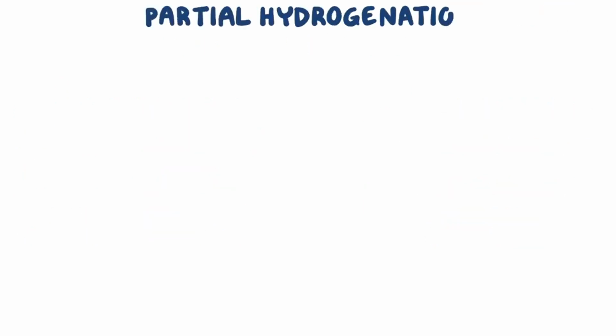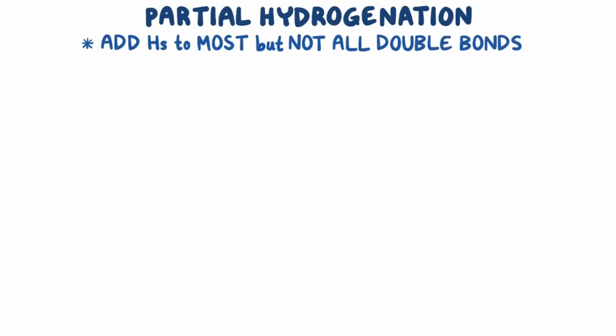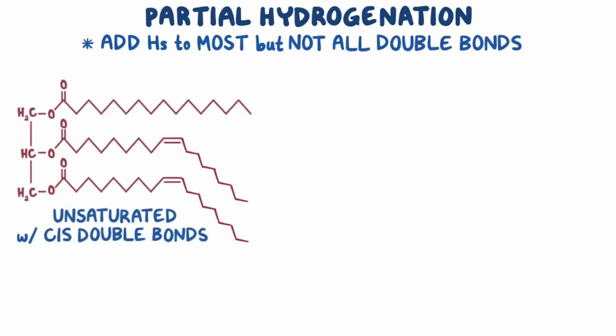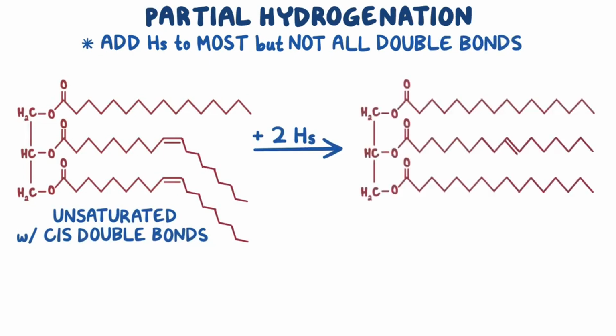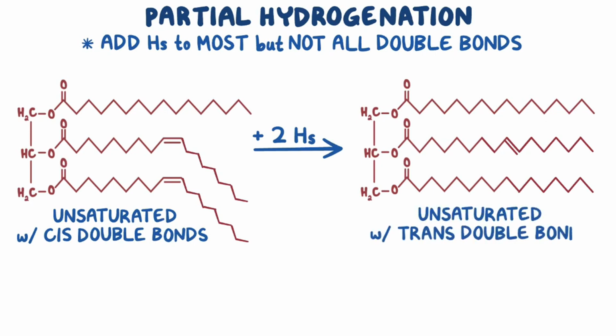Partial hydrogenation, on the other hand, refers to adding hydrogens to most, but not all double bonds. So let's say now that we add just 2 hydrogens. When this happens, some double bonds can be turned into single bonds by the hydrogens, but then they might reform. And what you end up with is an unsaturated fat, but some of those fats have trans double bonds.